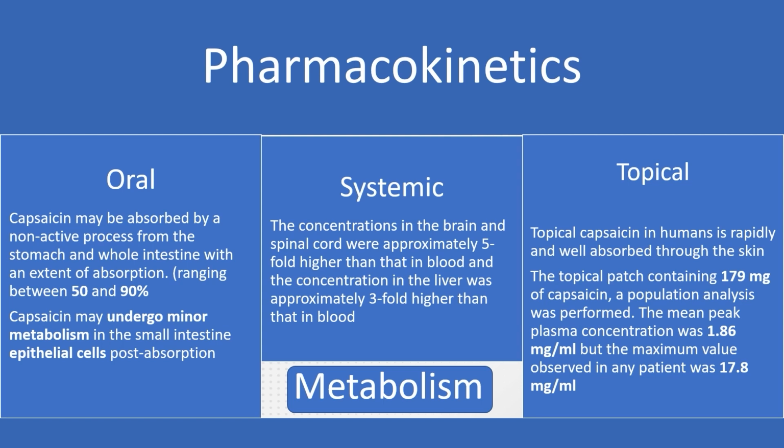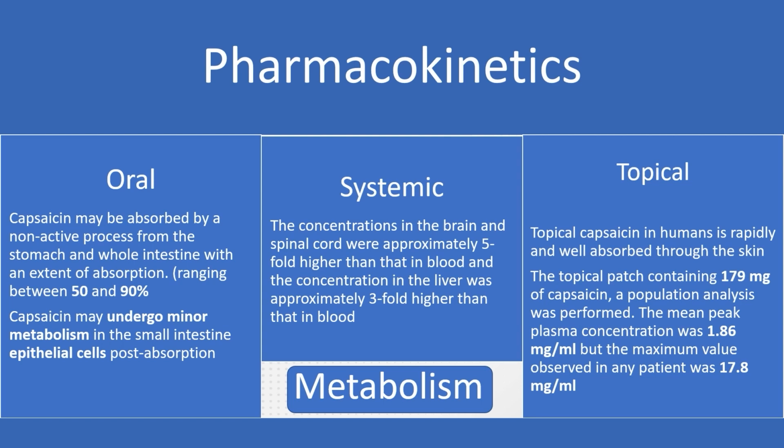Systemically, it is not much present in the blood; comparatively, it is present in the brain and in the liver. In the brain it is present 5-fold higher than in blood. In the liver it is present 3-fold higher than in blood. Topically, it can be absorbed readily through the skin, and the mean peak plasma concentration of capsaicin is 1.86 mg per ml. The maximum value observed was 17.8 milligram per ml.